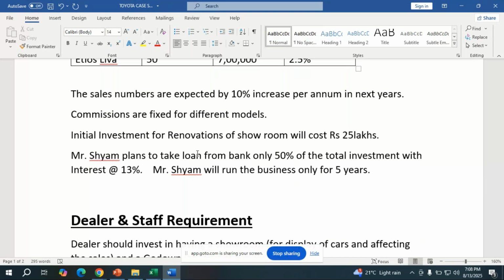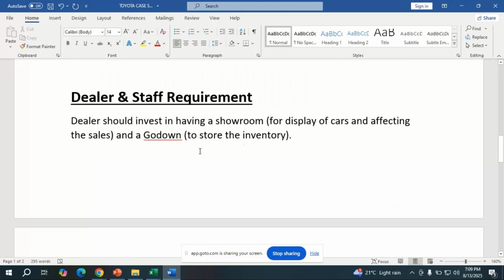But out of 25 lakhs, how much is the bank actually sanctioning? The next line gives the answer. Mr. Sham plans to take a loan from the bank, but only 50% of the total investment, with an interest rate of 13%. Mr. Sham will run the business only for 5 years. So should Mr. Sham invest in this business or not is the question.